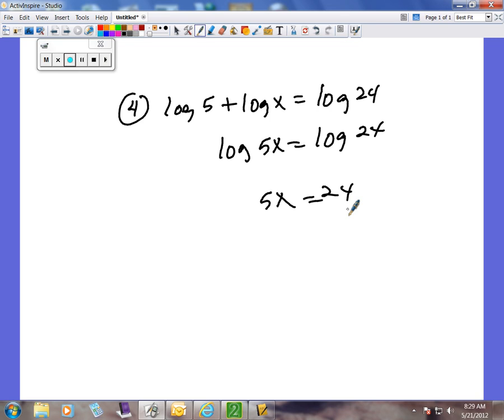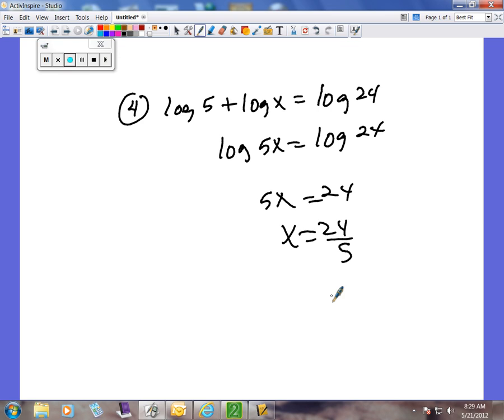Doesn't it say the log of this equals the log of that? So wouldn't these two have to be equal for their logs to be equal? Is that a 4 or an A? It's a 4. So what do we do to both sides to finish it? Divide by 5 and we're done.